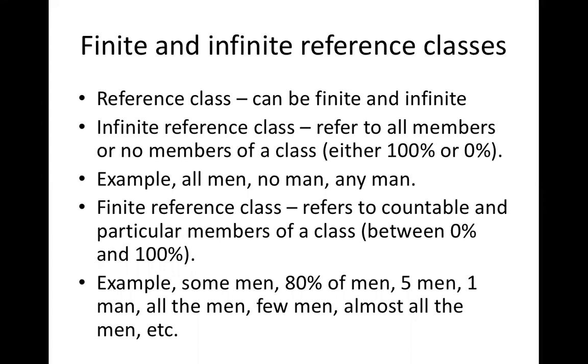On the other hand, the finite reference class refers to countable and particular members of a class. Anything between 0% and 100% is countable. For example, some men. Some men are countable. 80% of men are countable. 5 men are countable. 1 man is countable. All the men is countable. Now remember that all the men is different from all men. All the men would be all the men in a particular context. All the men in this class, all the men in this town, all the men in this university. You can count them, but you cannot count all men.